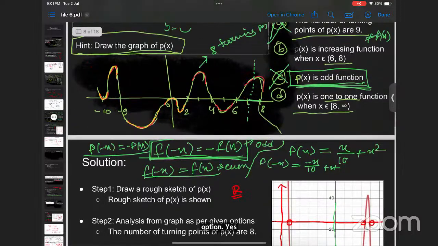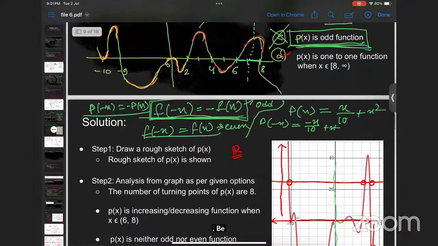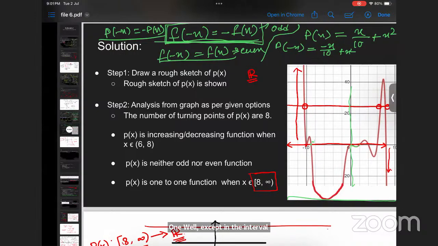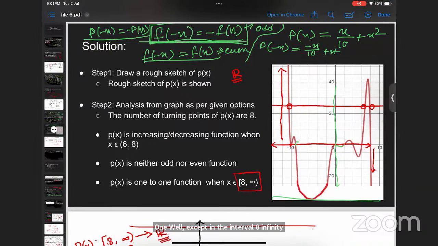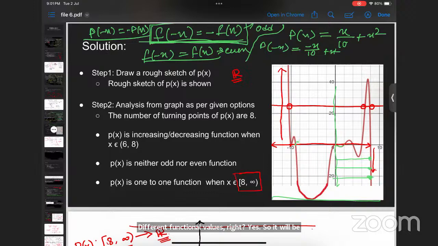So the next option is: P(x) is one-to-one when x is in the interval from negative 10 to infinity. This option is correct. Obviously, for different points, we can find different functional values, right? So it will be one-to-one. This is also clear from the graph, right?